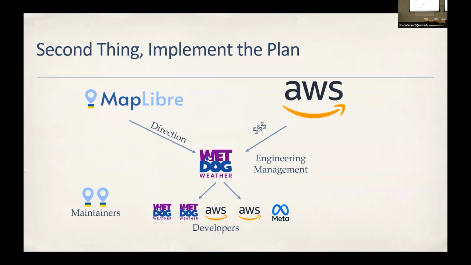All right, so after the first thing, which was make the plan, we did that, finished it early this year, the second thing was implement the plan. So this was an engineering project. So Stamen kindly stepped aside and we took over management. And basically the way it works is that my company, Wet Dog Weather, basically me, does the engineering management, two of my people participate in the development, two of the AWS people participate in the development, and we've got one guy from Meta. Like I always want to say Facebook, it's Facebook to me. And then we have two maintainers from the MapLibre community. Those guys, basically they're paid maintainers now. So they're getting up to speed on maintaining this toolkit into the future. Everything we do is going to be handed over to them.